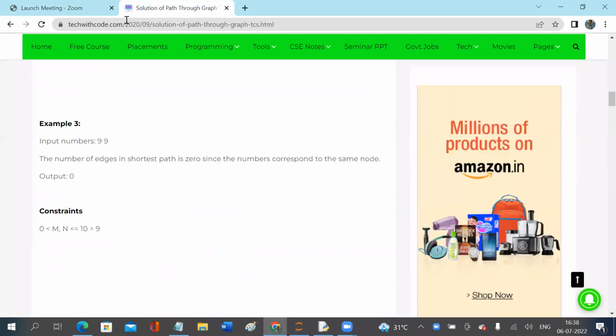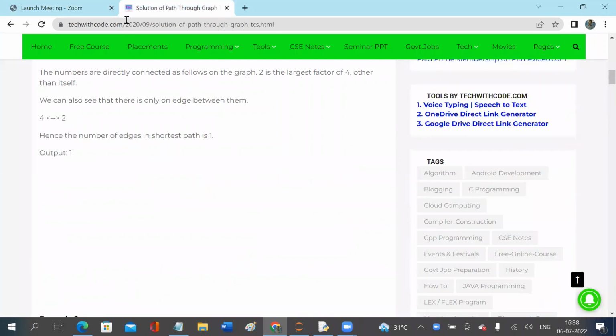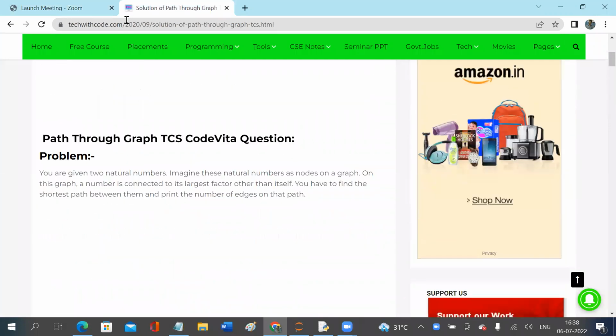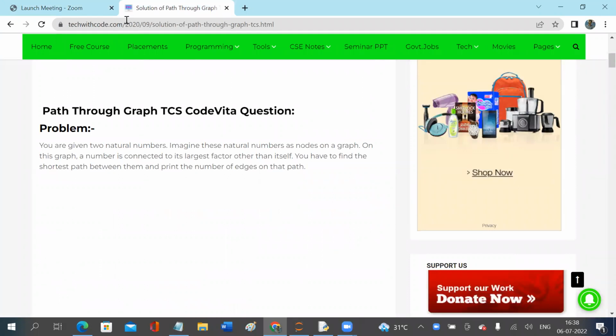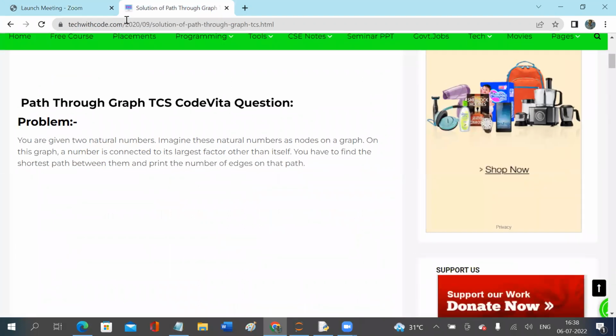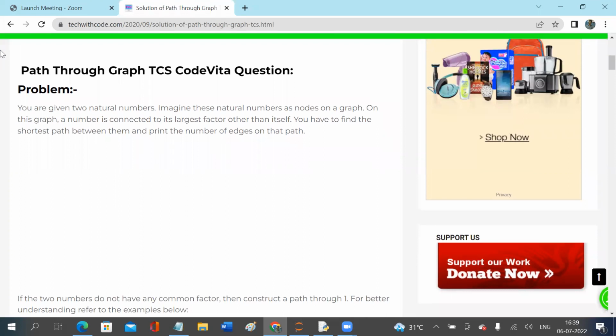In this session, we are going to discuss a Codevita problem. The problem name is Path Through Graph. The problem statement is given. You are given two natural numbers. Imagine these natural numbers as nodes of a graph. On this graph, a number is connected to its greatest factor other than itself. You have to find the shortest path between them and print the number of edges on that path. Quite confusing. So sometimes it is better not to read the problem statement.